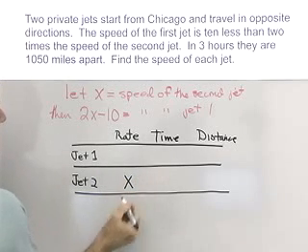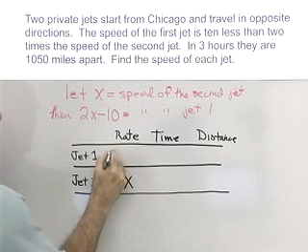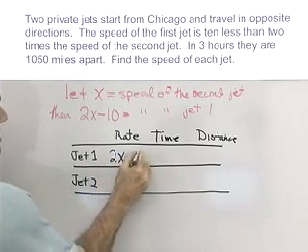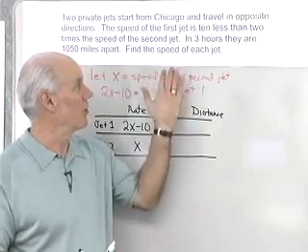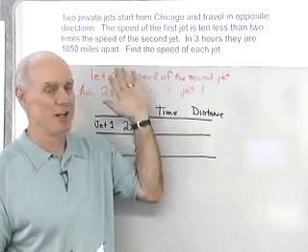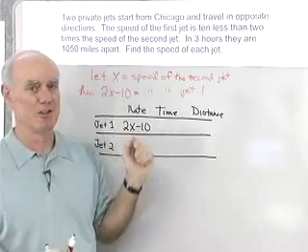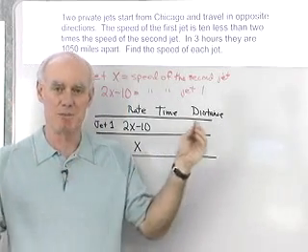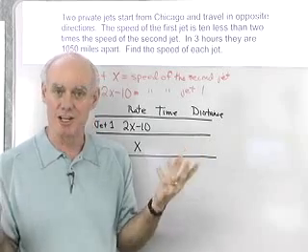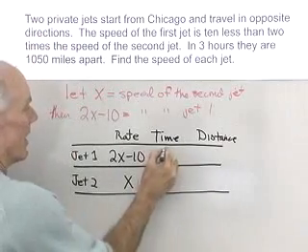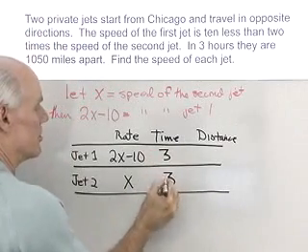Okay, so the way I have this set up, x is the speed or rate of jet number 2. So that's x. The rate for jet number 1 is 2x minus 10. Now I want to say, well, how long have they been traveling? Well, according to the problem, in 3 hours they are 1,050 miles apart, so they take off at the same time. They travel for 3 hours, so the amount of time that's gone by for each jet is 3. So I'm going to write that in here, 3 hours for each one.